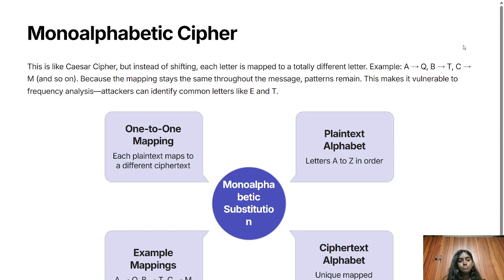Next, monoalphabetic cipher. Monoalphabetic ciphers are like the Caesar cipher, but instead of shifting all the letters uniformly, each letter is mapped to a completely different letter. For example, A maps to Q, B to C, and M to T. Since the mapping is fixed throughout the message, the frequency pattern remains. This makes it vulnerable to frequency analysis, where common letters like E or T can be identified.